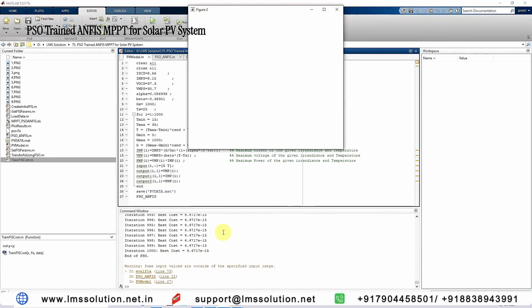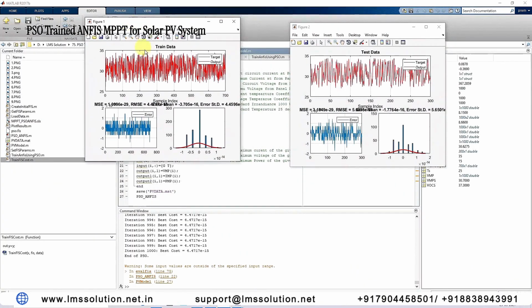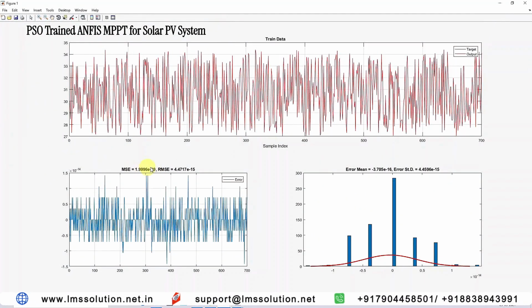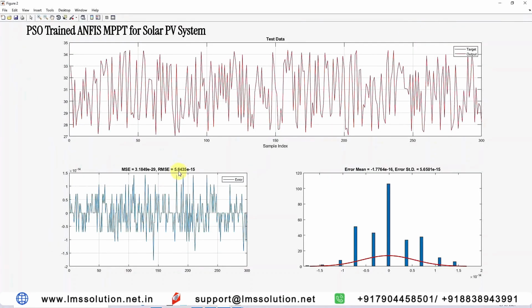Iteration is completed. Here you can see this is a plot between train data and test data. Here you can see that the root mean square error is around 4.471 times 10 to the power minus 15 for the training data. For testing data, the error is around 5.64 times 10 to the power minus 15.